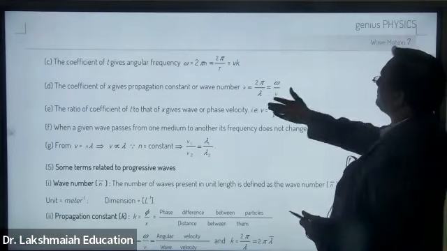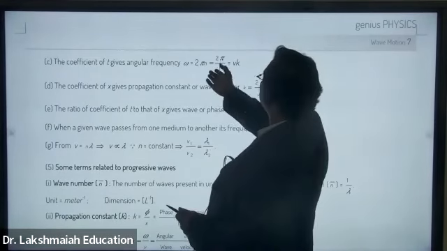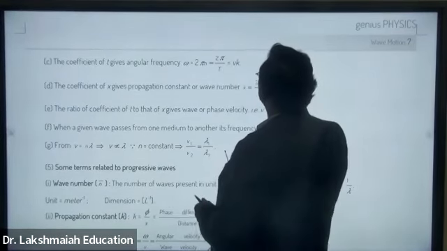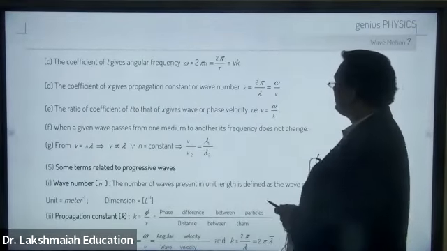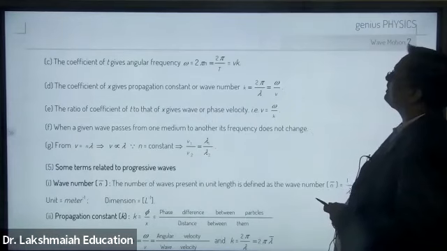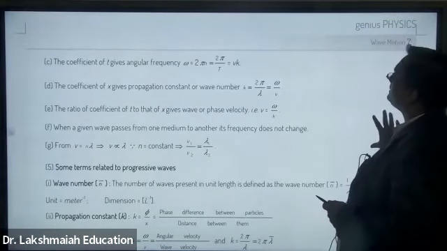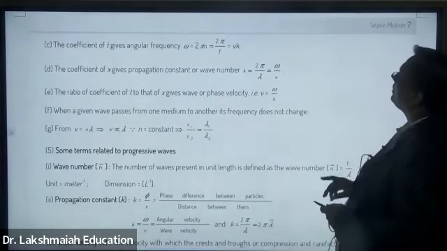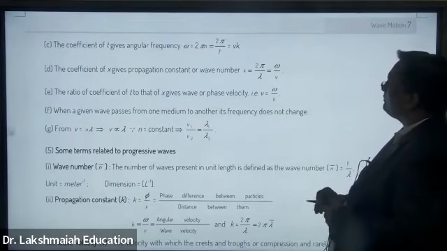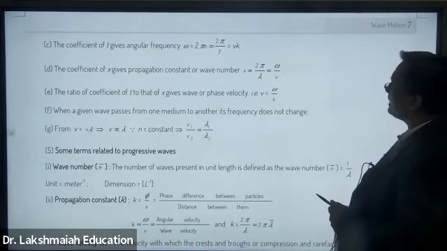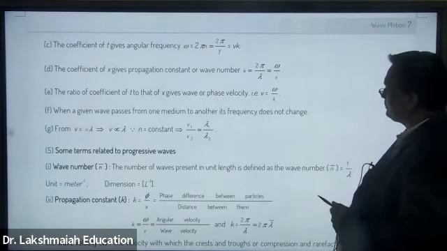These are the equations what I have written. Omega is equal to 2 pi n, that is equal to 2 pi by T. V into k. K is equal to 2 pi by lambda. If you want to write all these things, omega values, k values, v values. V is equal to n lambda. That is the wave velocity. You want to write means you write.